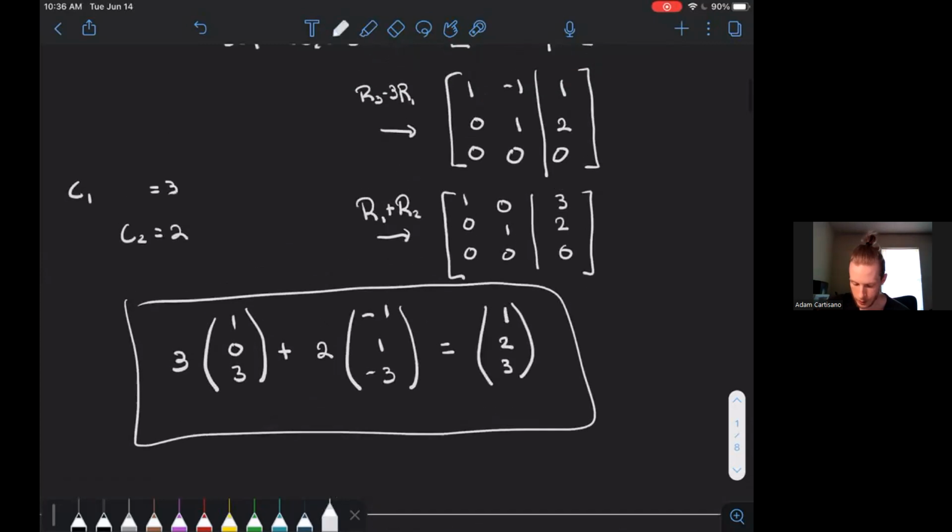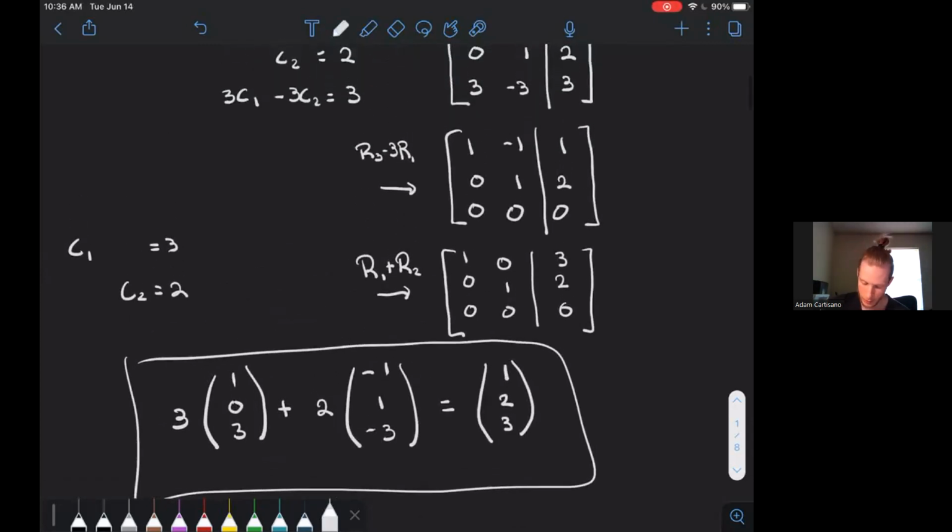Now, there's no reason that we should have dropped an entire row, right? That seemed kind of lucky that everything worked out in that one row operation. It's possible that this system would have been inconsistent. If that was true, we would have just said that the vector we're trying to find is not a linear combination of the other two. Okay?